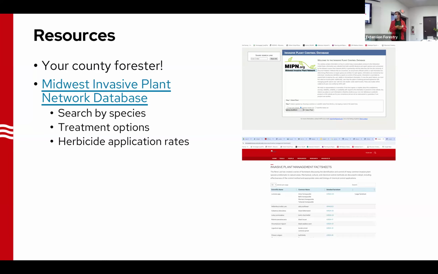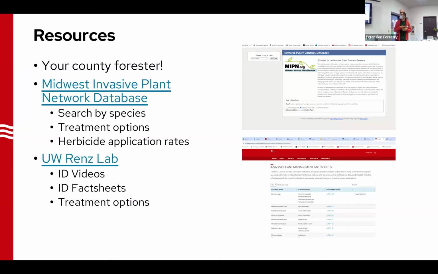And the Midwest Invasive Plant Network Database. This is a really good resource for you to look up different treatment options by species, and to look at different herbicide application rates. There's also the UW-Madison Renz Lab, which has really good identification videos and fact sheets. If you're confused about invasive species identification, these are great resources that can help you. In addition, they have herbicide application rates and treatment options as well.